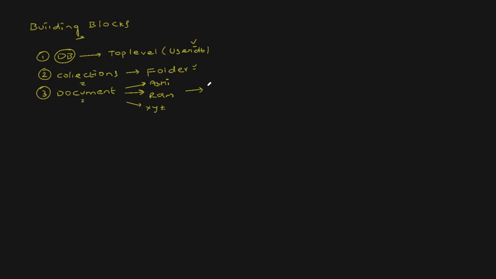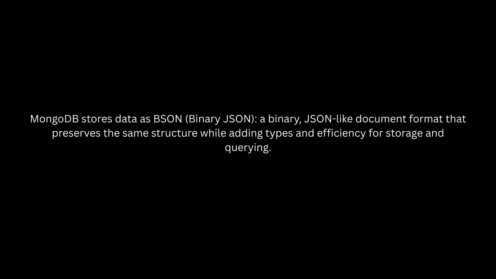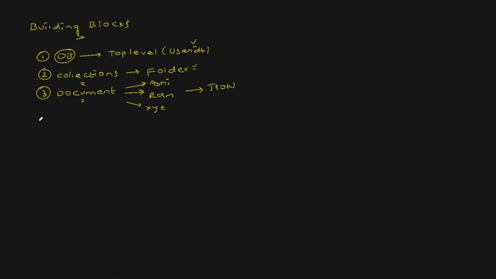And these documents, when it comes to MongoDB, are in JSON-like format, to be precise, BSON or binary JSON. Then there are fields within the document. In this example, for Abhi user, there is a field called name, there is a field called phone number, and maybe fields like email address, etc. So within the document, you basically have the fields.